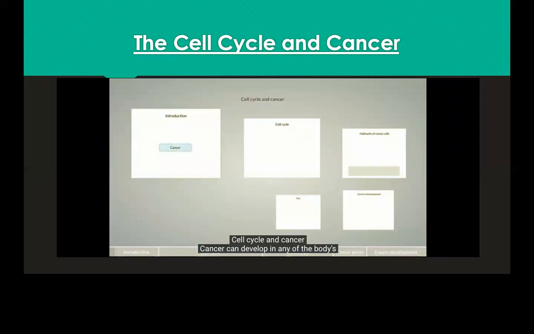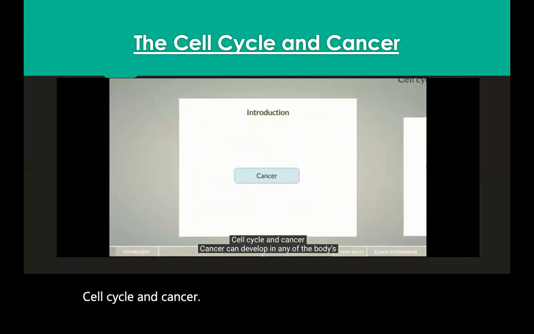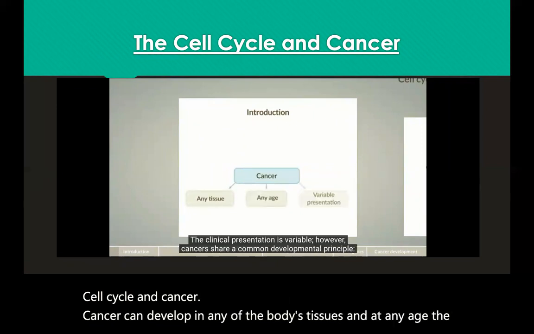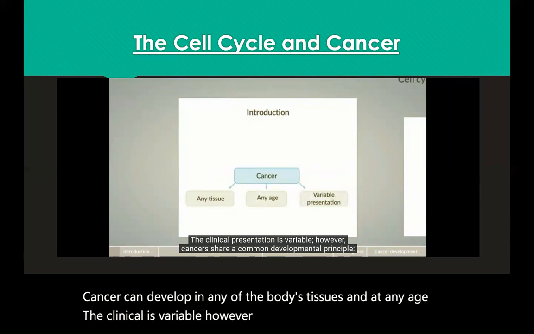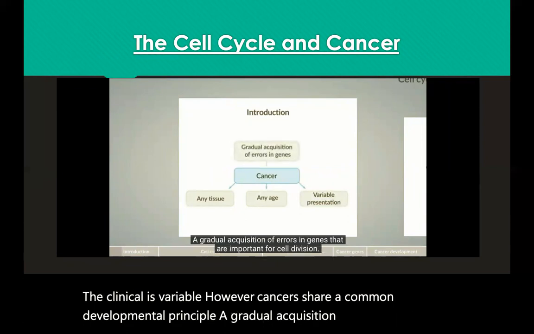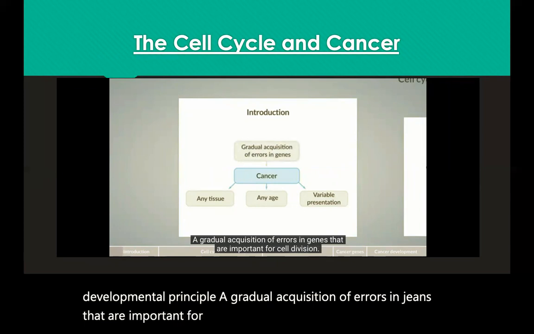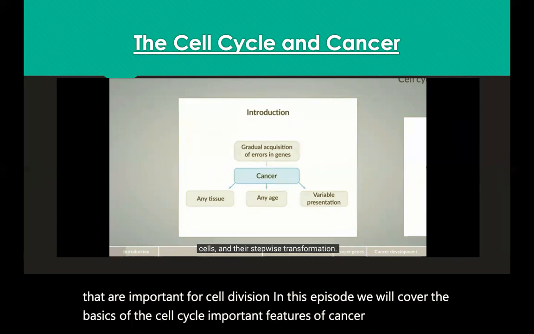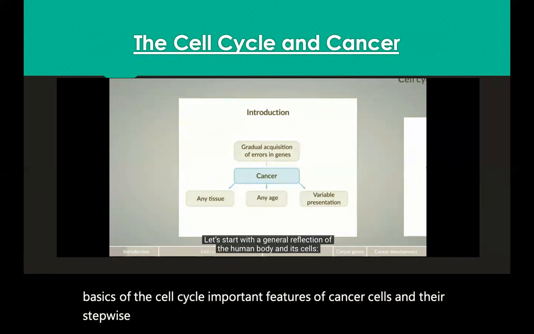Cell cycle in cancer. Cancer can develop in any of the body's tissues and at any age. The clinical presentation is variable. However, cancers share a common developmental principle, a gradual acquisition of errors in genes that are important for cell division. In this episode, we will cover the basics of the cell cycle, important features of cancer cells, and their stepwise transformation. Let's start with a general reflection of the human body and its cells.